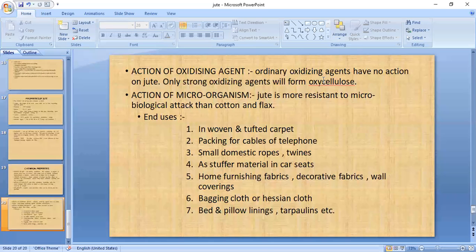And uses: first, it can be used for woven and tufted carpets, packing for cables of telephones, small domestic ropes or twines, as stuffer material in car seats, home furnishing fabrics, decorative fabrics, wall coverings, bagging cloth or Hessian cloth, bed and pillow linings, and tarpaulins, etc. So these are major uses of jute fibers.